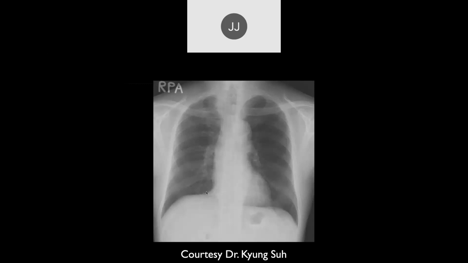I don't see the miliary pattern very well. Yeah, I was going to say I don't see that. But whenever you see infection and somebody shows you a chest X-ray, it's TB. Yeah, so this is tuberculosis.